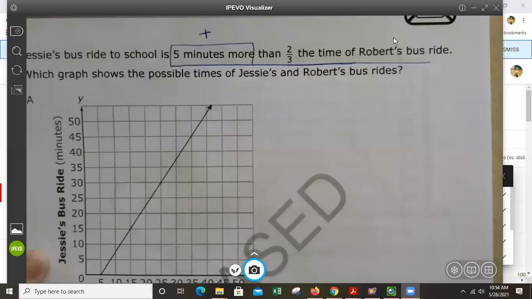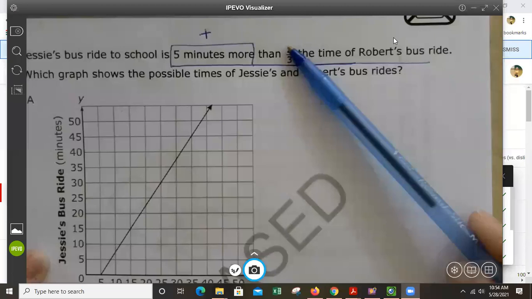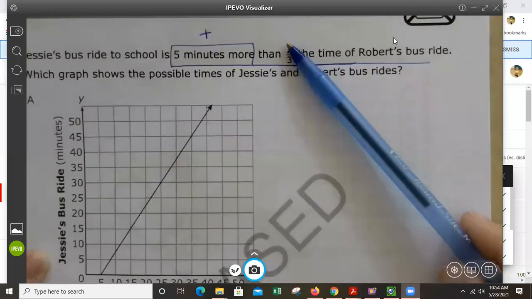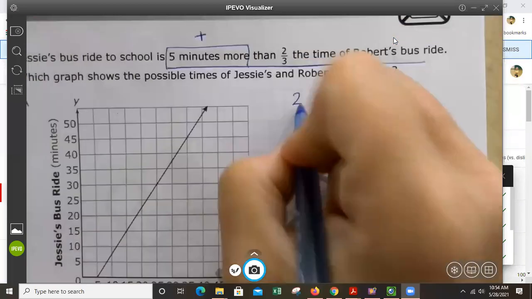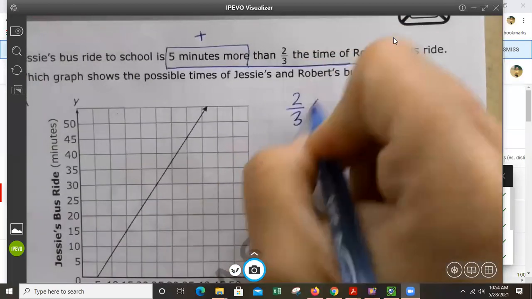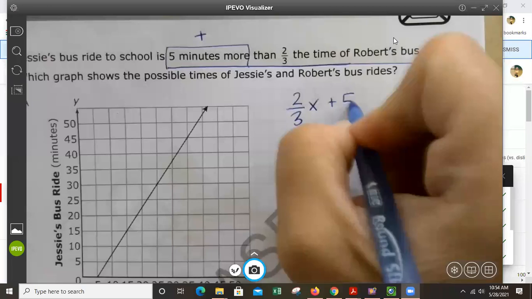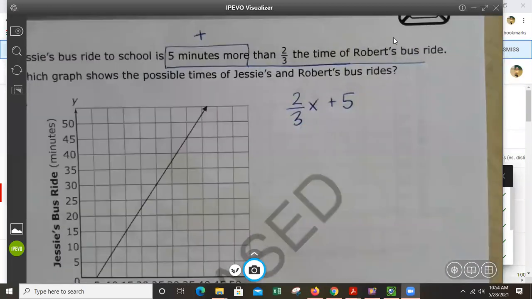Come on, guys. This is from like day 3. How do I write this equation? Just like if I had 2 times Robert's bus ride, or twice Robert's bus ride. So our equation is 2/3 x, and we're going to add 5. You know how to write this equation because you just did it with another problem.